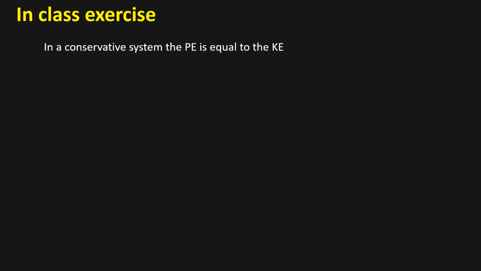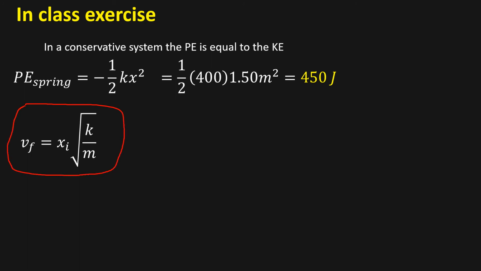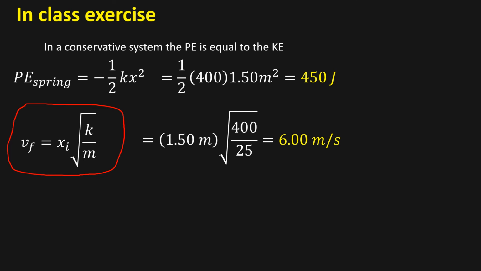In a conservative system, the potential energy is equal to the kinetic energy. And so let's just plug in the values and we get 450 joules. Now we can solve. It's conservative. We're going to use the conservative equation right here. Solve for V of F, and we get 6 meters per second.